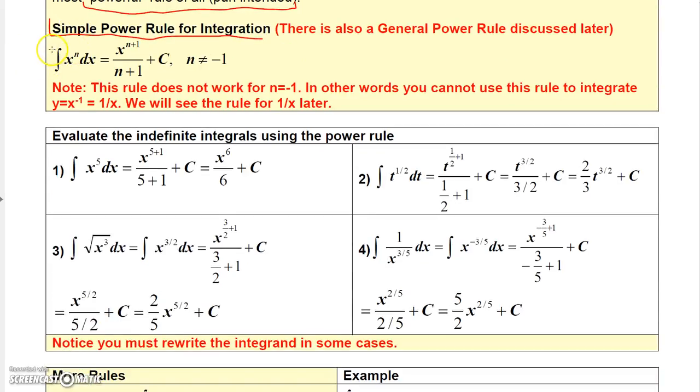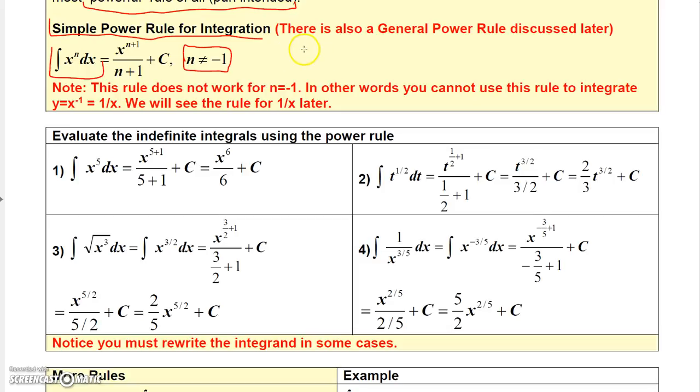Basically, the simple power rule says that if we have the integral of x to the n dx, where n is a power, we can write that as x to the n plus 1 over n plus 1 plus a constant. We got to remember the constant. As long as n does not equal negative 1. N equal negative 1 is the only real number that this power rule doesn't work on, and we actually have a special rule for when n is negative 1.